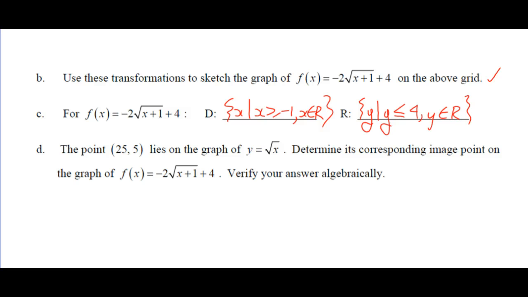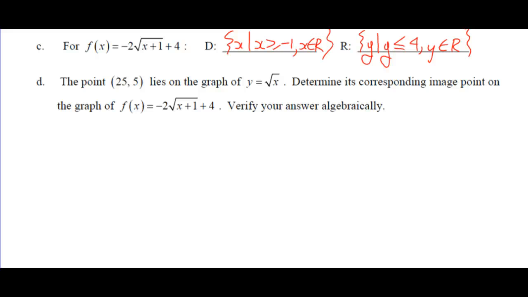The point (25, 5) lies on the graph of y equals root x. Determine its corresponding image point on the graph. Verify your answer algebraically. Okay, so what we're going to do is take the point (25, 5) and run it through the transformations, right?